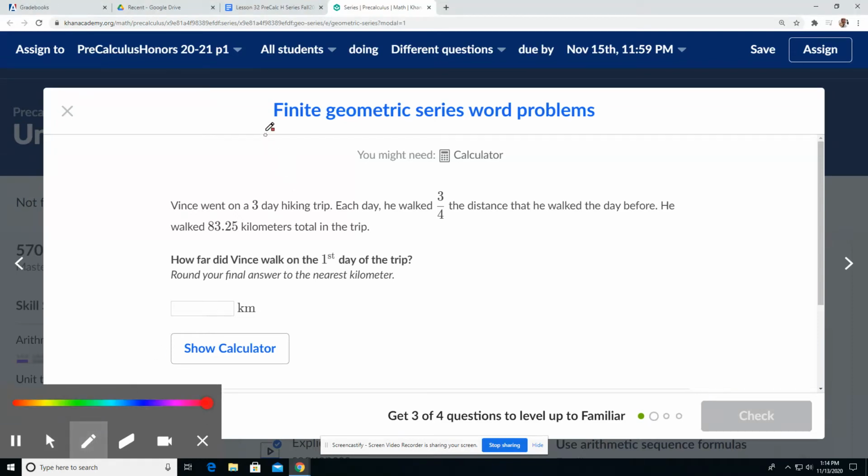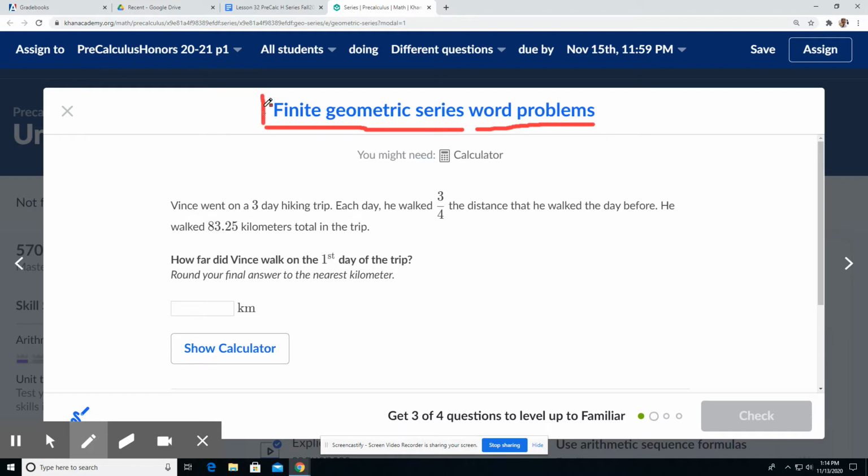All right, we are doing finite geometric series word problems. Finite meaning it starts and stops clearly. Geometric series, there's a common ratio or a multiplier that the successive terms, or the terms that follow each other, have applied to them. Word problem, they're giving us a situation.